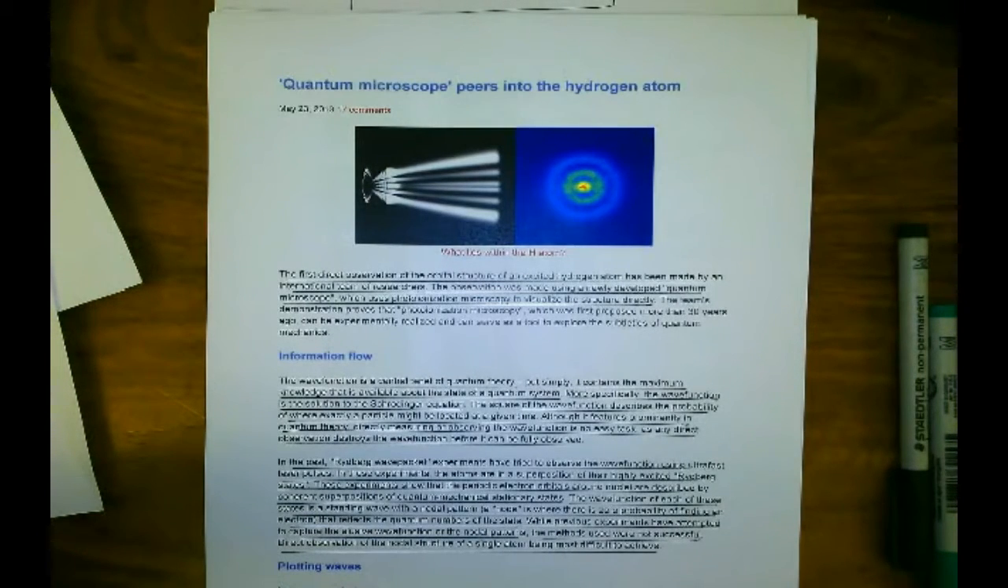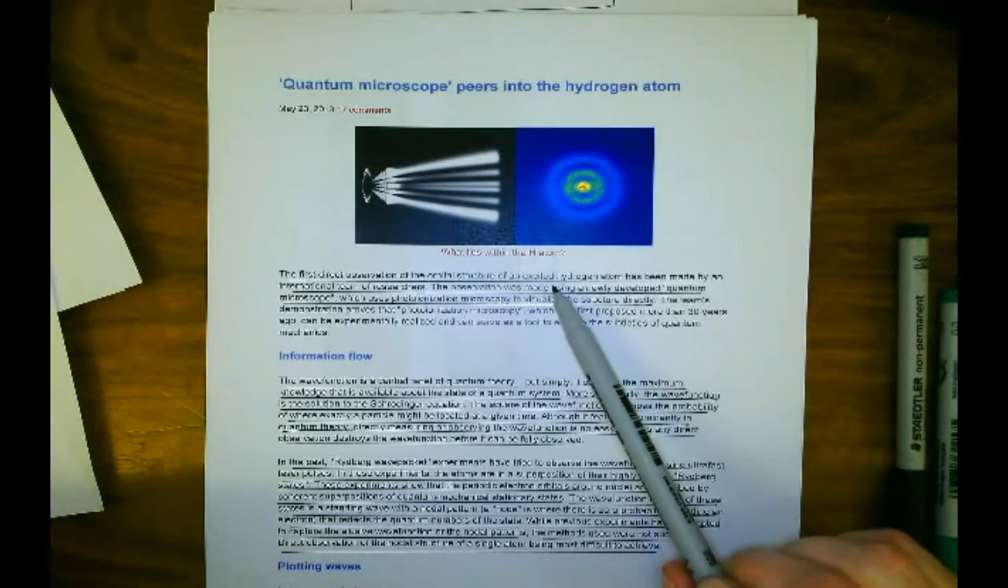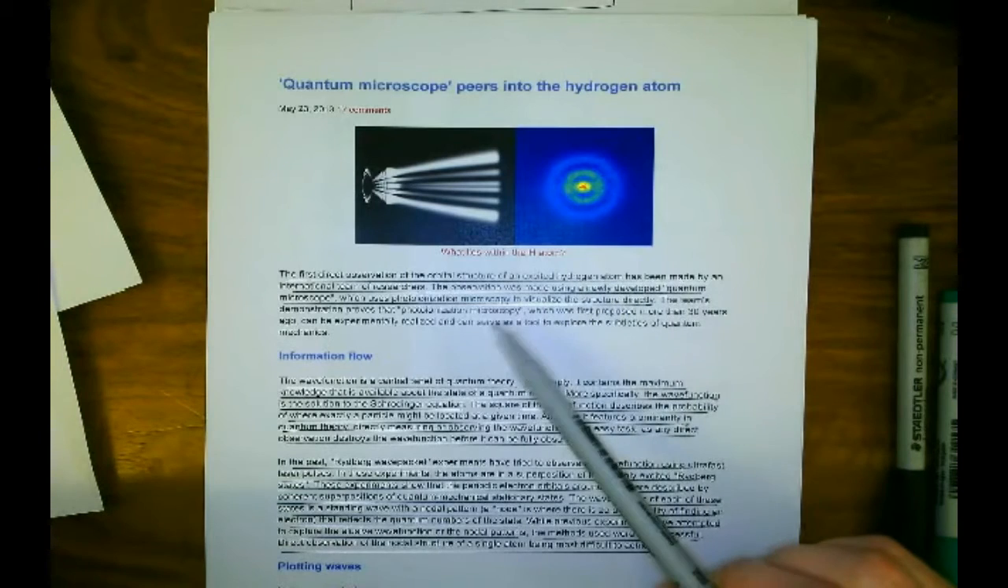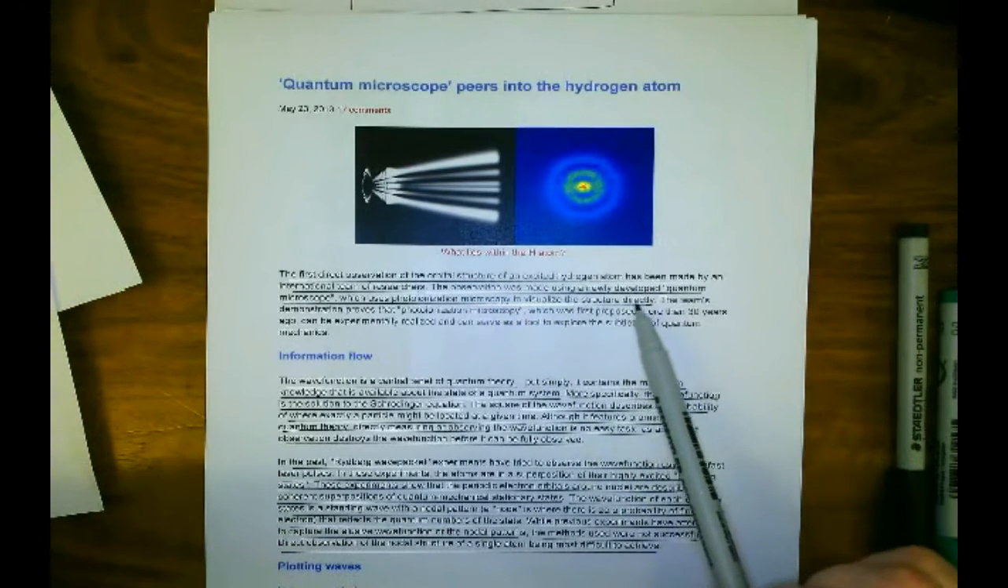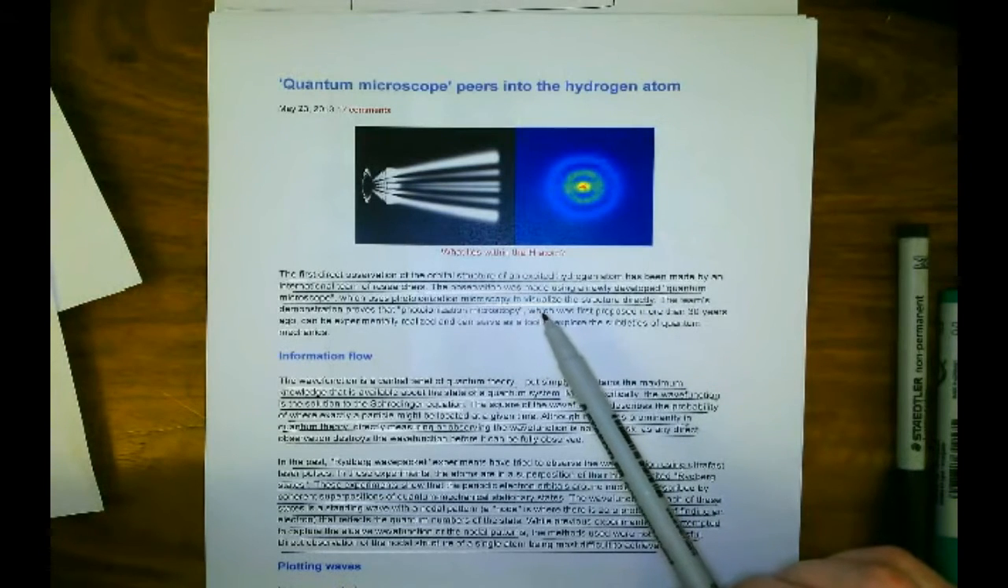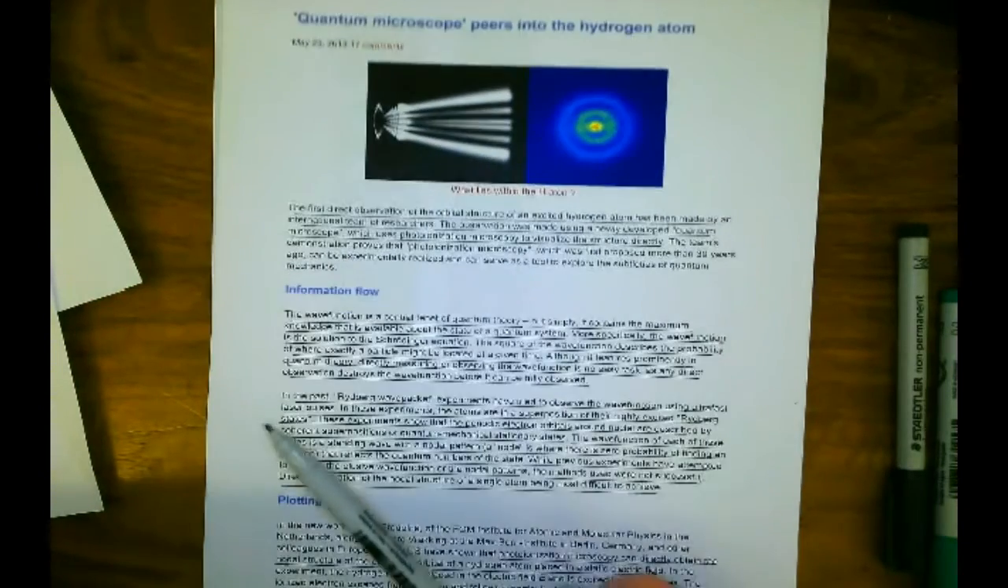And you might not be able to see this text, but it's just something interesting related to what we are working on at the moment. Now, if you want to Google and find this article, the title of the article is Quantum Microscope Peers into the Hydrogen Atom. And what it says here is the first direct observation of the orbital structure of an excited hydrogen atom has been made by an international team of researchers. The observation was made using a newly developed quantum microscope, which uses photoionization microscopy to visualize the structure directly.